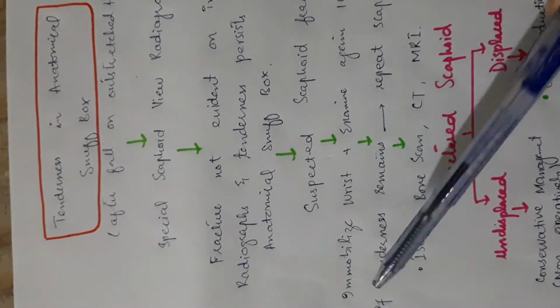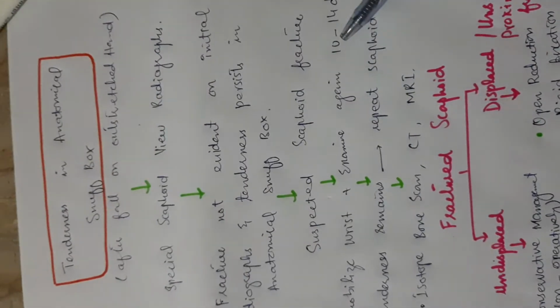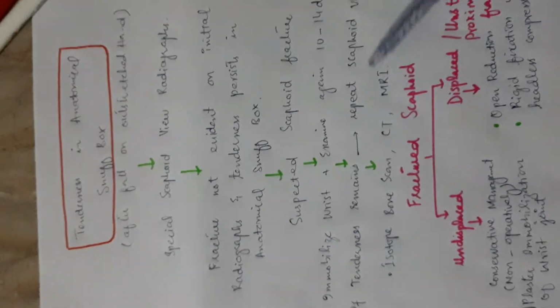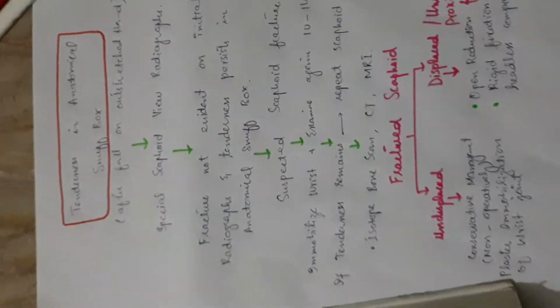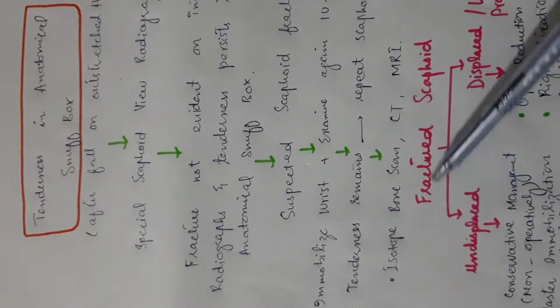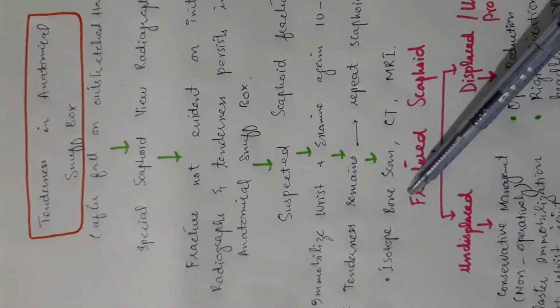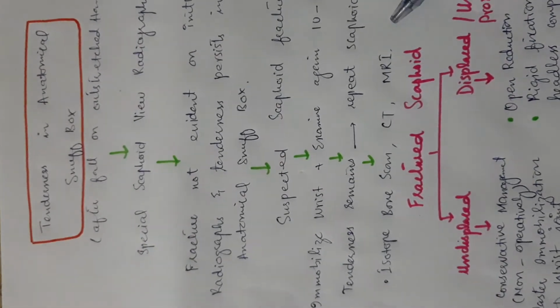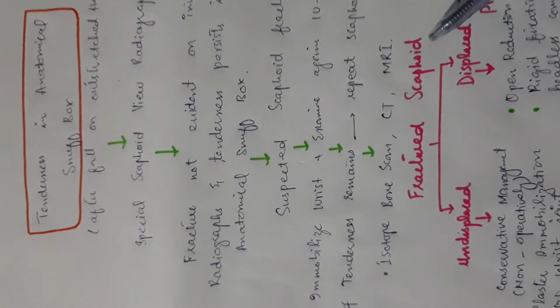In this case, immobilize the wrist and examine again 10 to 15 days later. If the tenderness remains, then repeat scaphoid views. If facilities and resources allow, then isotope bone scan, CT scan, and MRI can diagnose the fracture earlier.